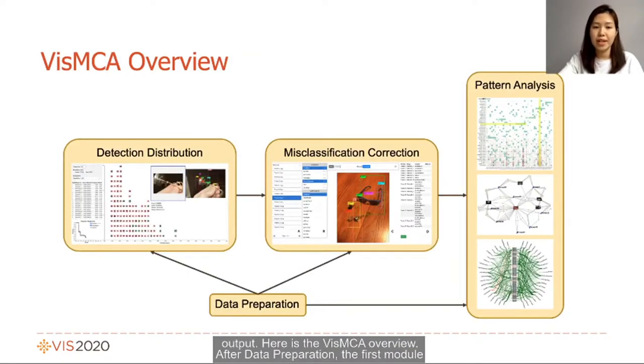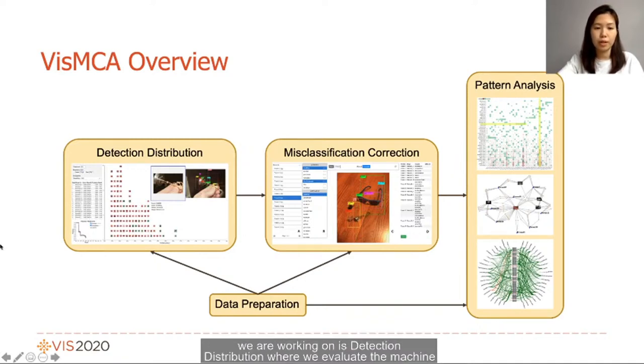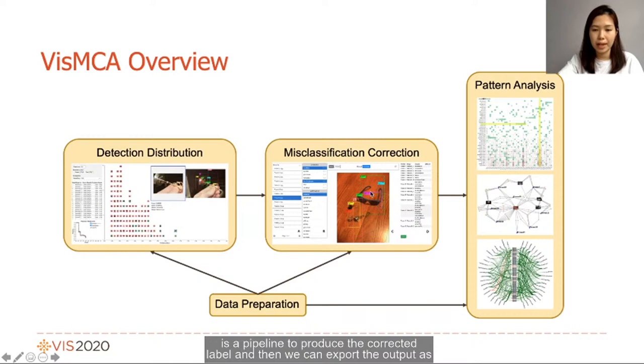Here is the VIS MCA overview. After data preparation, the first module we are working on is detection distribution, where we evaluate the machine learning result. The second module is misclassification correction. This is a pipeline to produce the corrected label, and then we can export the output as a CSV format. The third module is the pattern analysis, where we plotted multiple visualizations to see the underlying pattern of the misclassification.